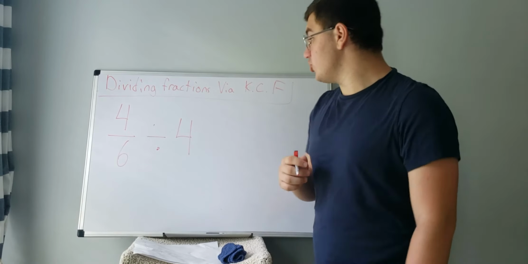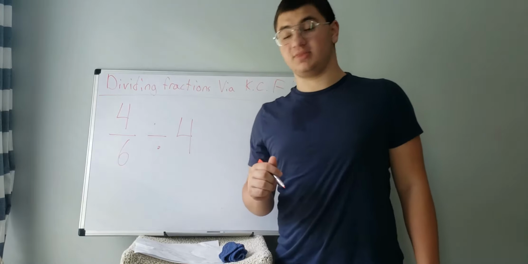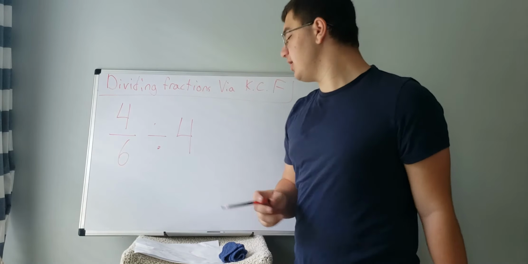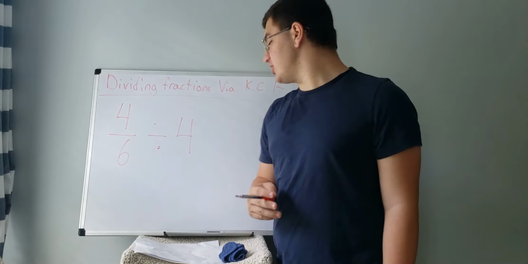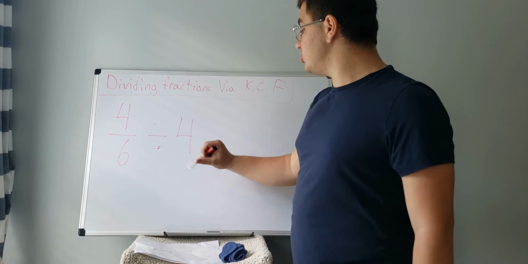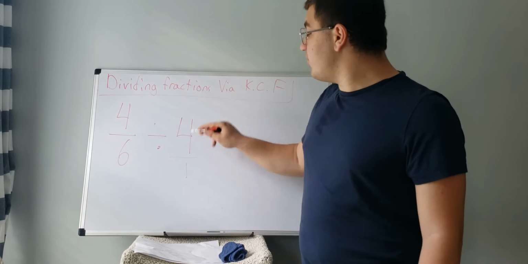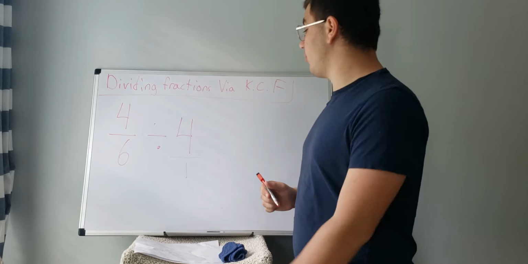Okay, guys. So here for our last example, we have 4 over 6 divided by 4. Now, you might be saying, wait a minute, Harut. That 4 is a whole number, it's not a fraction. That's where you're wrong. Every whole number is a fraction. It's just not shown with the over 1. Indeed, 4 over 1 is the same as 4, right?